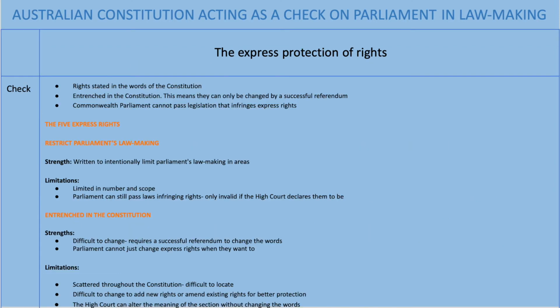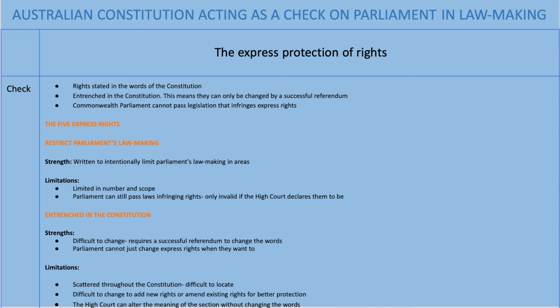The express protection of rights. Express rights are stated in the words of the Constitution. They are entrenched in the Constitution, meaning that they can only be changed by a successful referendum. The Commonwealth Parliament cannot pass legislation that infringes express rights.